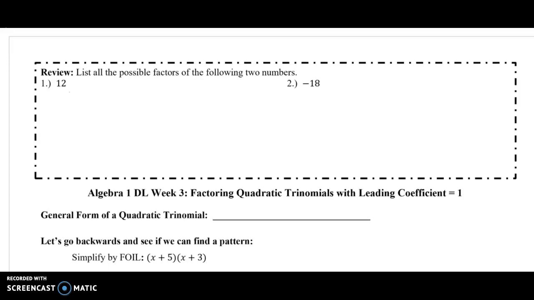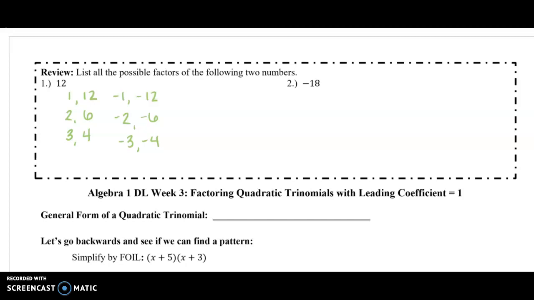The possible factors for 12, we have 1 and 12. We have 2 and 6. We have 3 and 4. Another option, though, is -1 and -12, -2 and -6, -3 and -4. Two negatives multiplied to be a positive, so either one of those options would work.